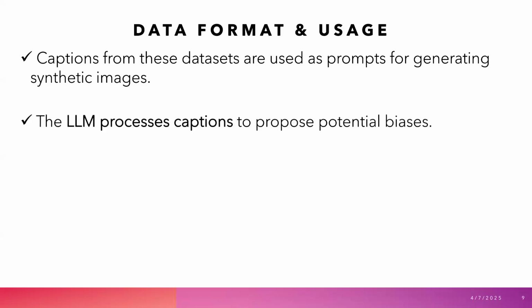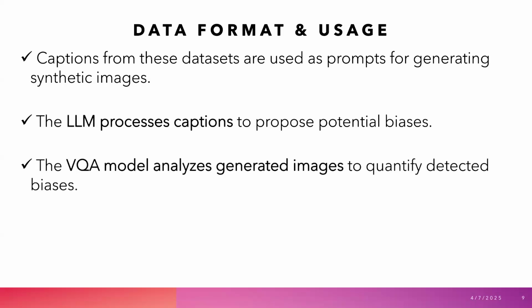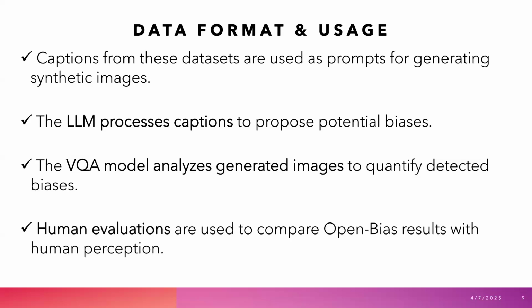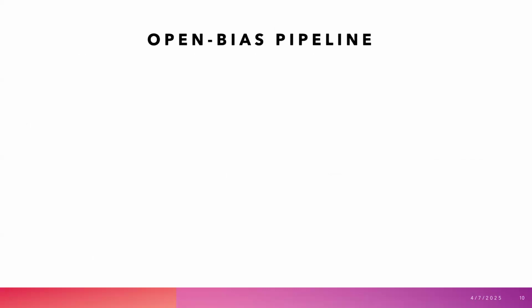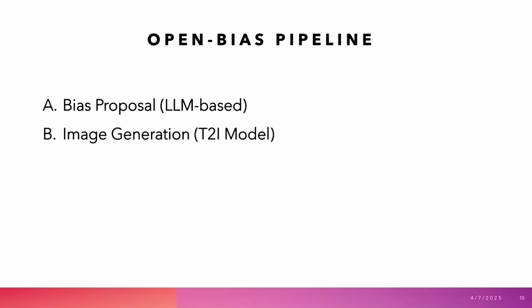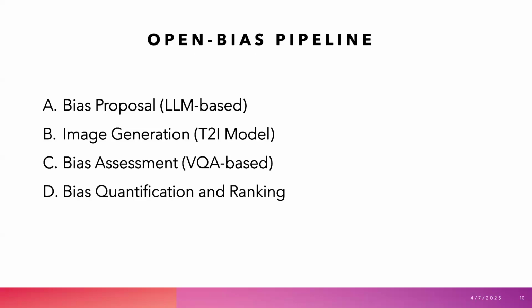And also for the LLM, they use Llama to process the captions to propose the potential biases, and VQA models to analyze the generated images to quantify the detected biases. And finally, human evaluations are used to compare open bias results with human perception. So let's see the open bias pipeline one by one. The bias proposal, image generation, bias assessment, and bias quantification and ranking.